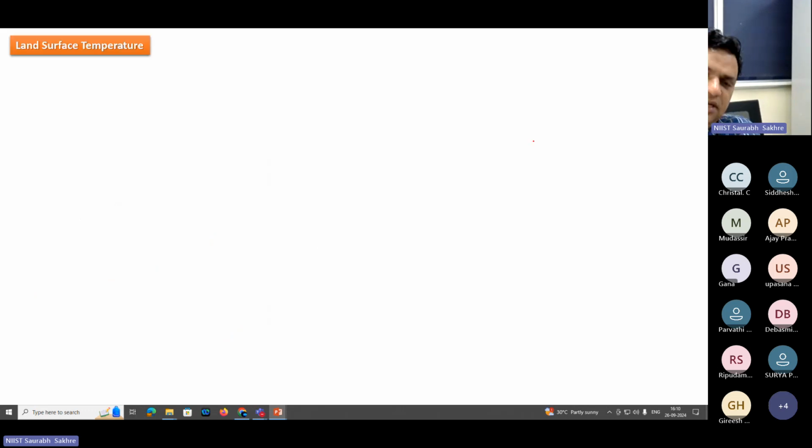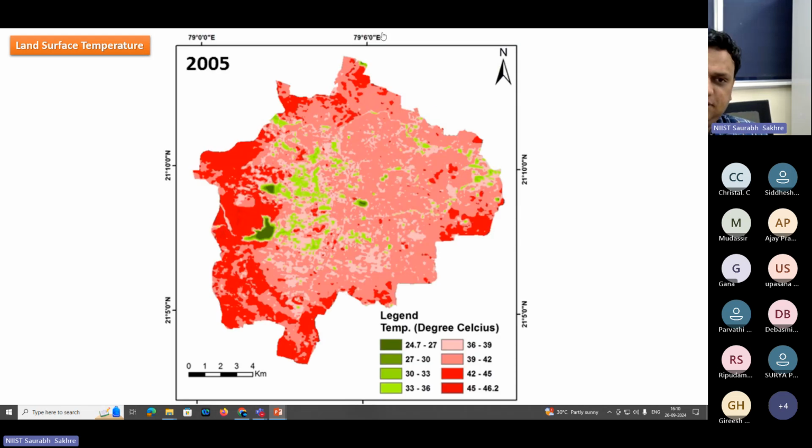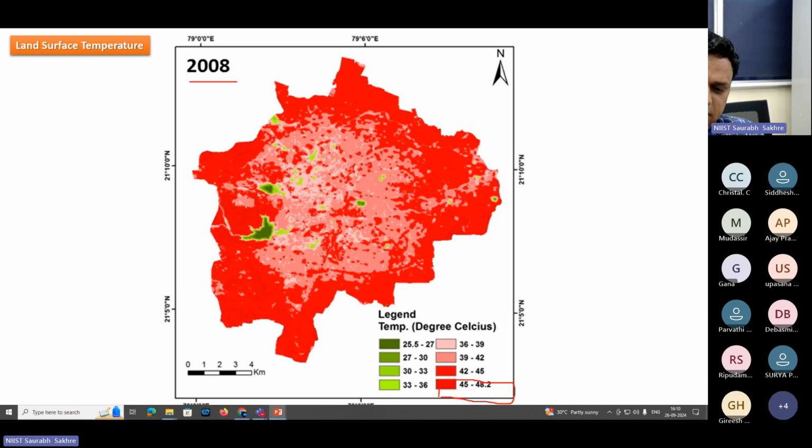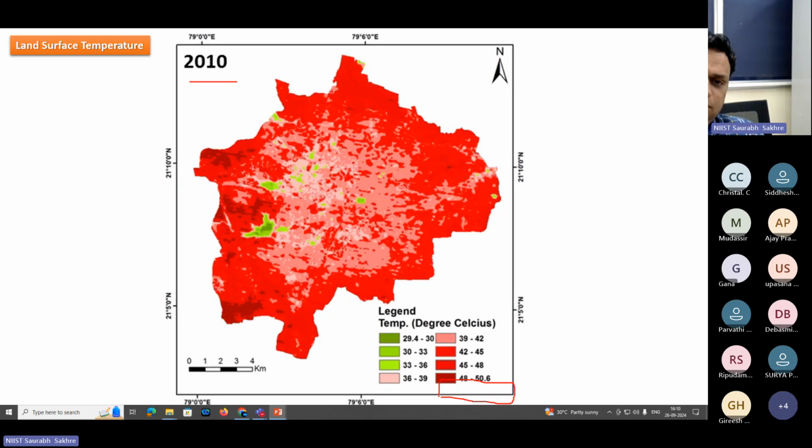Now, based on these three things, base map, land use, land cover, and emissivity, we created land surface temperature maps. And you very well know the formula I showed in my second slide. So this is the land surface temperature of 2005. Here each value represents a temperature, and the highest temperature observed was 45 to 46.2 degrees Celsius. This is the land surface temperature of 2008. This is the land surface temperature of 2010.